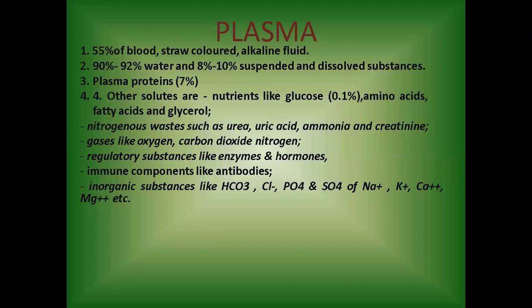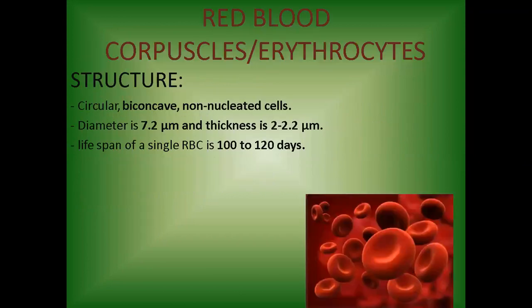Okay, and different nutrients are also dissolved in plasma, that is glucose, amino acids, fatty acids, glycerol, any type of minerals, any type of nutrients, vitamins, all are dissolved in plasma. Okay, 55% of the blood is plasma, and in plasma also around 92% water and around 8 to 10% is dissolved material.